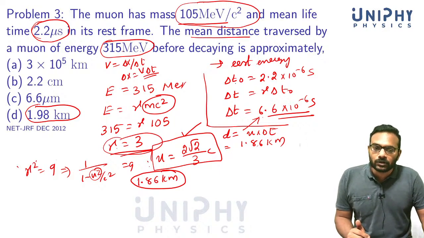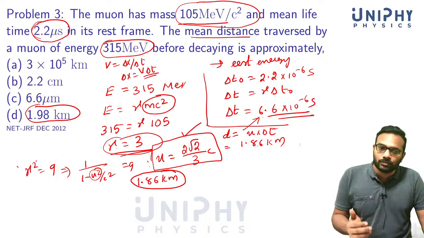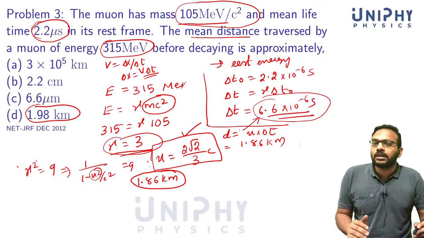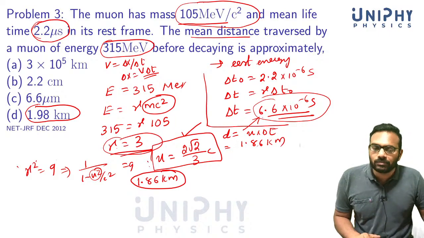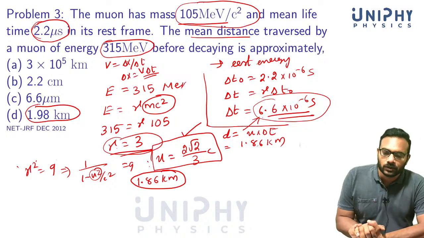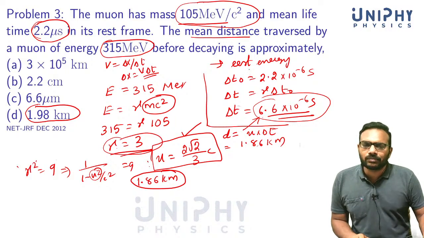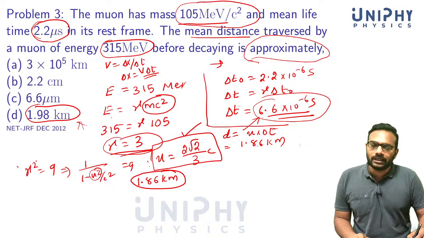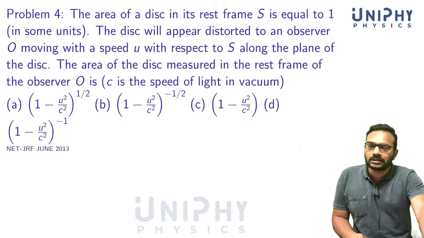Using gamma we also found the lifetime as observed from this particular frame. That would be the proper lifetime multiplied by gamma, and we got the lifetime also. So we got the lifetime, and we got the speed at which it's moving. Now you just have to calculate how much distance this will travel. So you just multiply the velocity by the lifetime of the muon, and you get the average distance the muon will traverse. It's said approximately, this is the catchword here. So we got 1.86 kilometer, and we have 1.98 kilometer in the options. So that's the correct option. Sometimes you may not have the exact answer in your options.